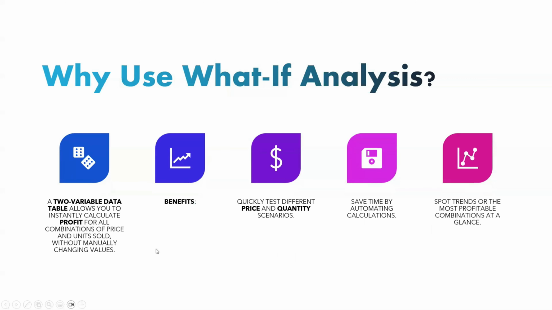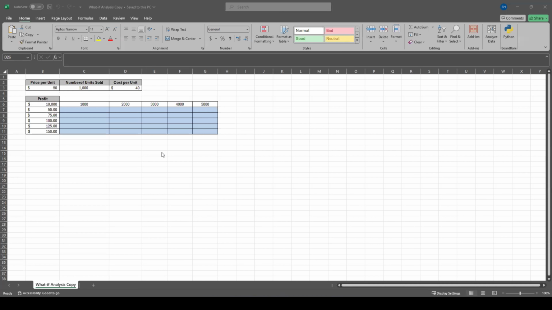Why use what-if analysis? A two-variable data table allows you to instantly calculate profit for all combinations of price and units sold without manually changing values. What are the benefits? Quickly test different price and quantity scenarios, save time by automating calculations, and spot trends or the most profitable combinations at a glance. So this Excel file we are going to use to do the what-if analysis.